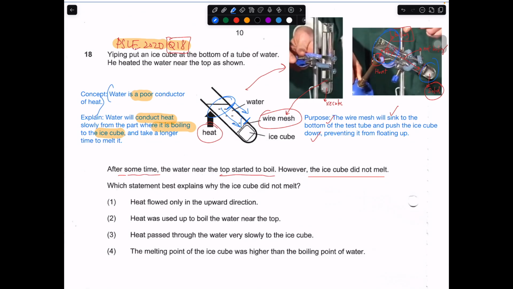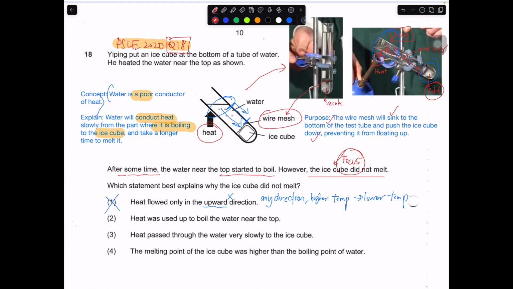In this case, option 1: heat flows only in the upward direction. This is definitely wrong. It is a wrong statement, and it does not explain, because heat flows in any direction, and it must be from a higher temperature to a lower temperature. So straight away, this is a false statement, and it is not true. Furthermore, it does not explain why the ice cube did not melt. Remember, the focus is this: why the ice cube did not melt. So there might be some true statements, but they just do not explain.